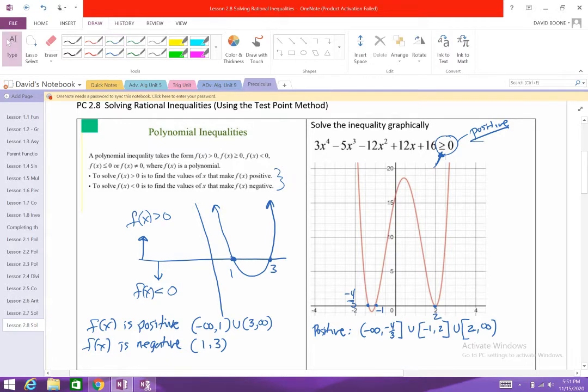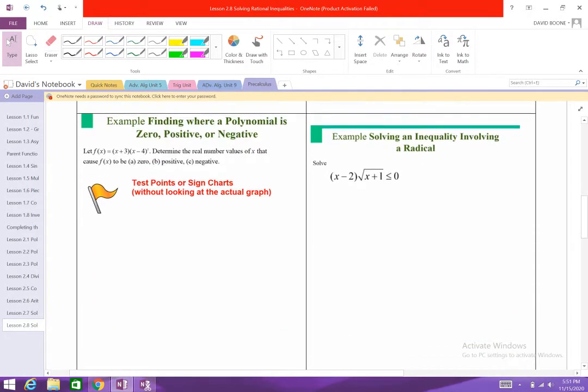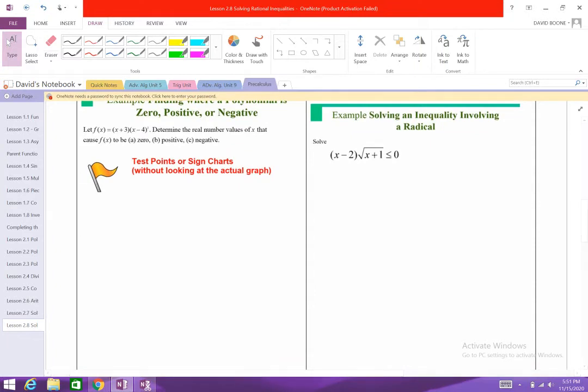All right, let's keep going here. Let's try to have it give a little bit different look. Let's have it in that factored form here, so you can see our equation right here. And what I want to do is determine the real number values of x that cause f of x to be 0, to be positive, or to be negative. Well, when I look at that function, f of x equals x plus 3 times x minus 4 squared, we can see that we have zeros.